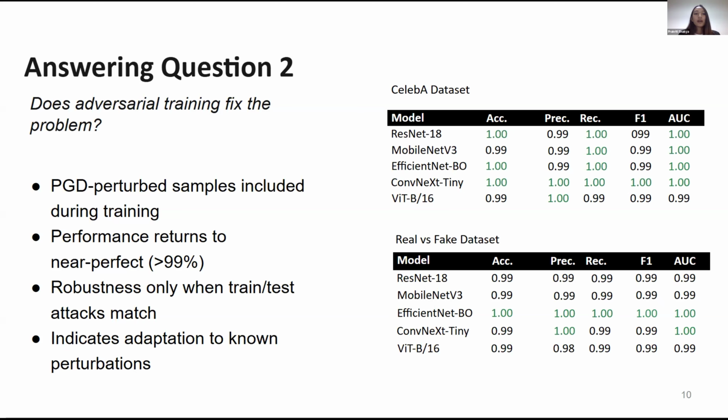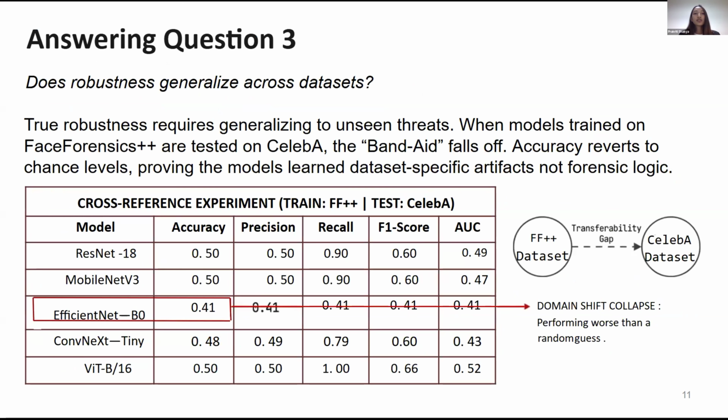Then we expose our models to the adversarial attack. Doing so, the models were able to gain good performance, but the robustness is only there when the train and test attacks match. So, does the robustness generalize? When we did our cross dataset evaluation, we saw that the model, which was working so well, also failed to generalize when the attacks were changed.